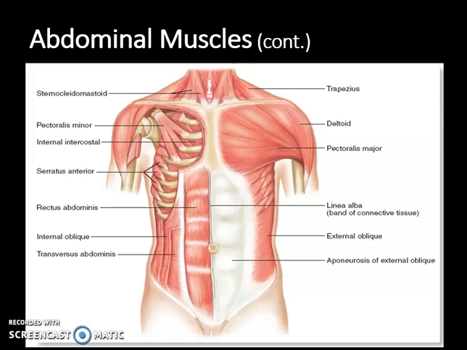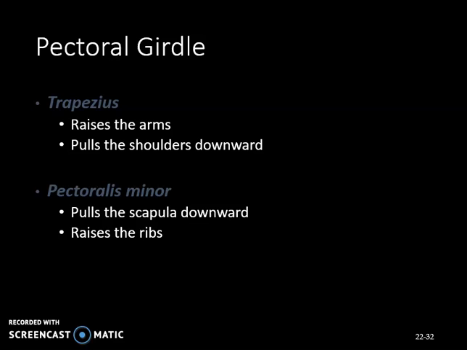In this diagram, ones that you don't have to know would be the transverse abdominis. You don't have to know this connective tissue, but all of these muscles I would want you to know for the next exam. Our next slide is of the pectoral girdle.